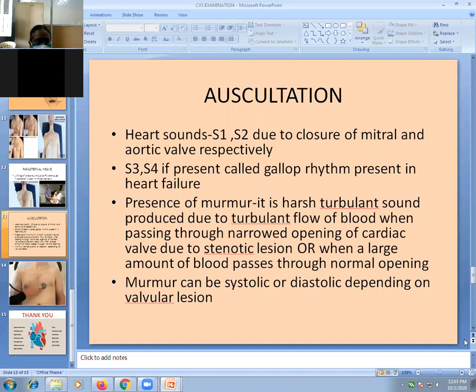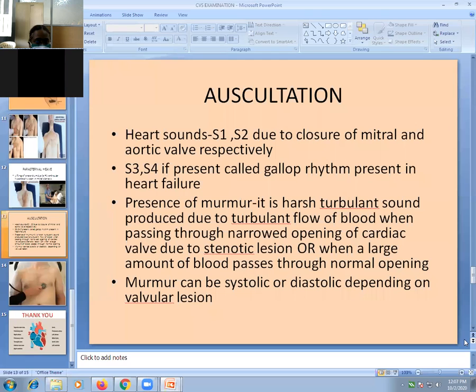Now the second point you auscultate is the presence of murmur. So first auscultate the heart sounds, second auscultate for presence of murmur. Now what is this murmur? Murmur is nothing but a harsh turbulent sound. Turbulent sound means the sound of turbulence of water.